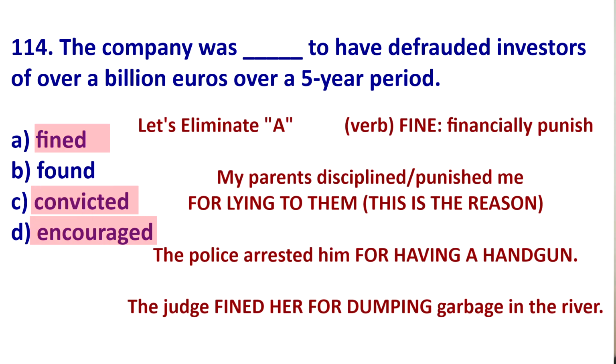Well, we need to eliminate A. Let's talk about the reason. Fine as a verb means to financially punish. Now, if you punish someone, you usually punish them for a reason. For example, my parents punished me for lying to them. Or the police arrested him for having a handgun. So when we use fine someone, we fine them for a reason. The judge fined her for dumping garbage in the river. Notice we are using for and the reason.